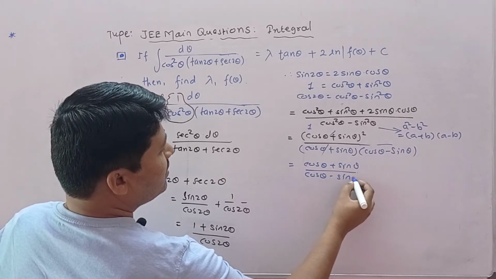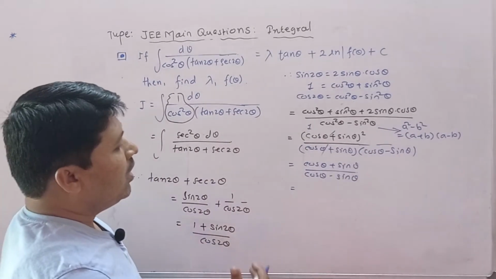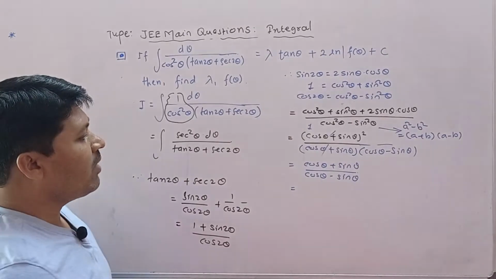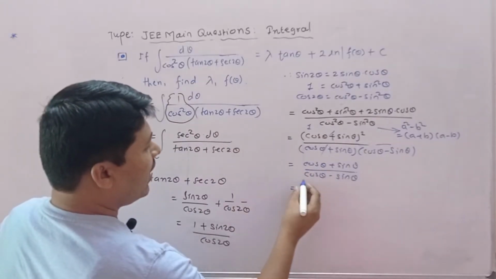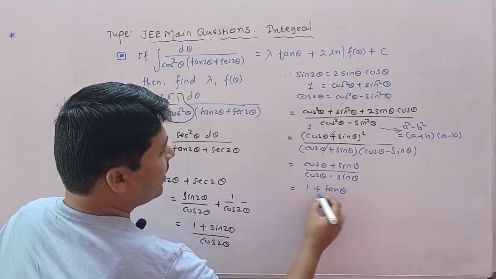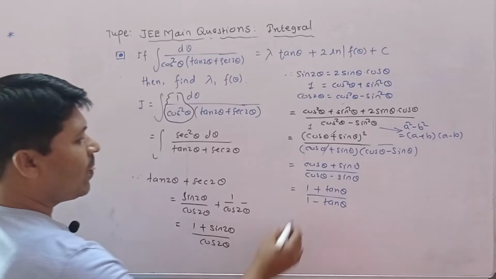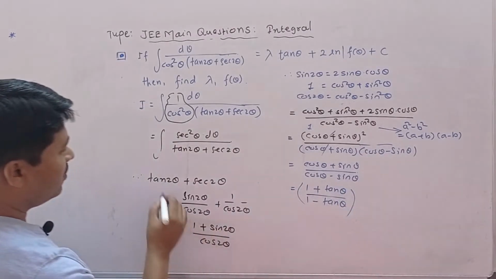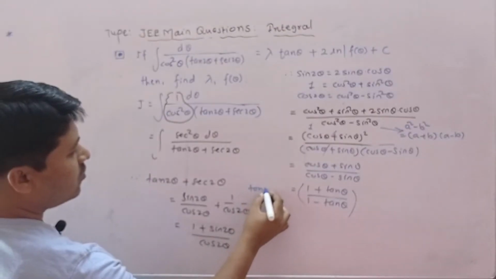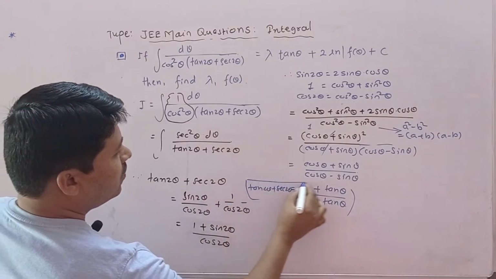And for these terms, we divide the numerator and denominator throughout by cos theta, and therefore we get 1 plus tan theta divided by 1 minus tan theta. This is the simplification of the term tan 2 theta plus sec 2 theta.